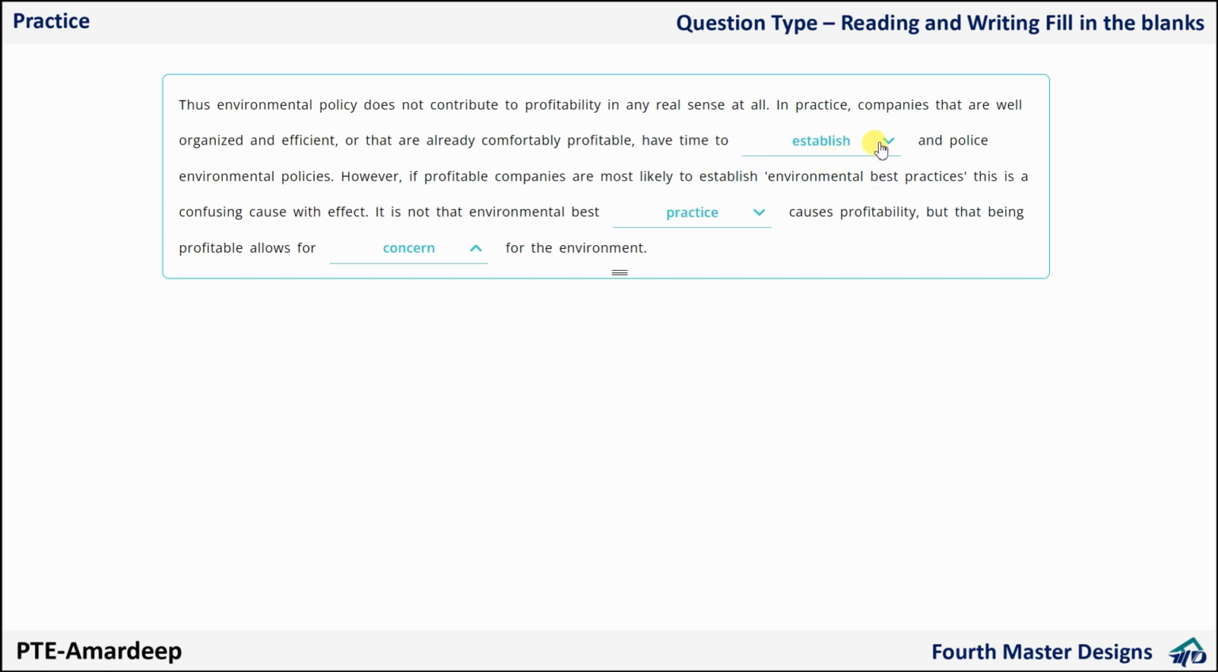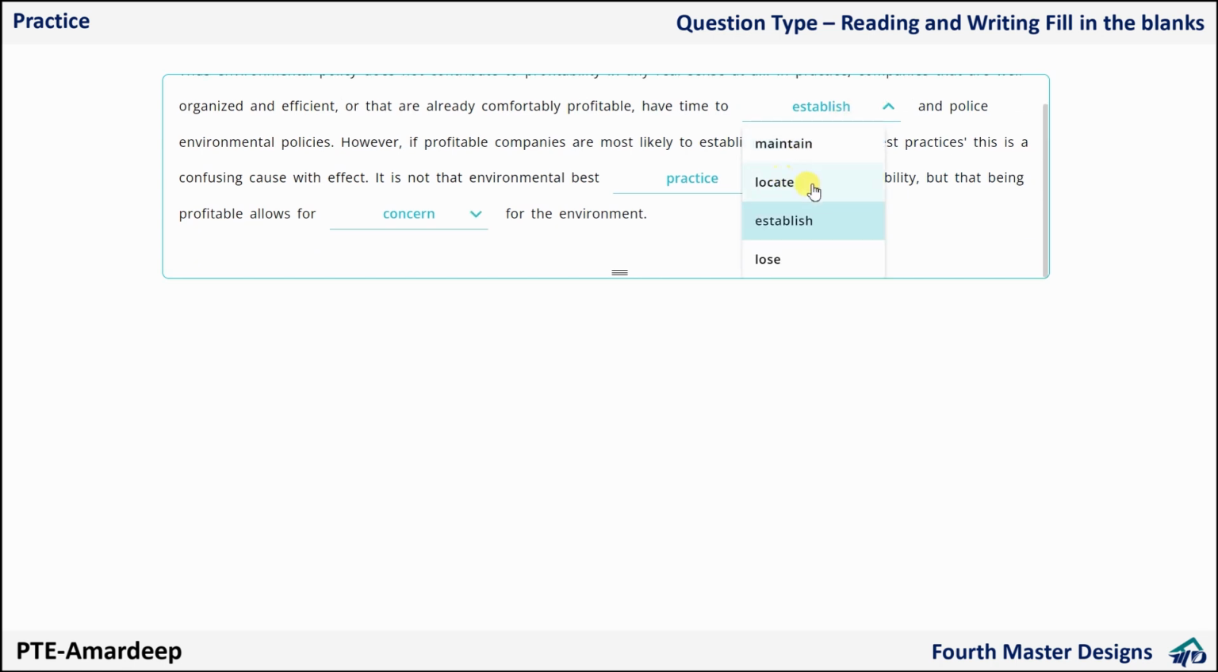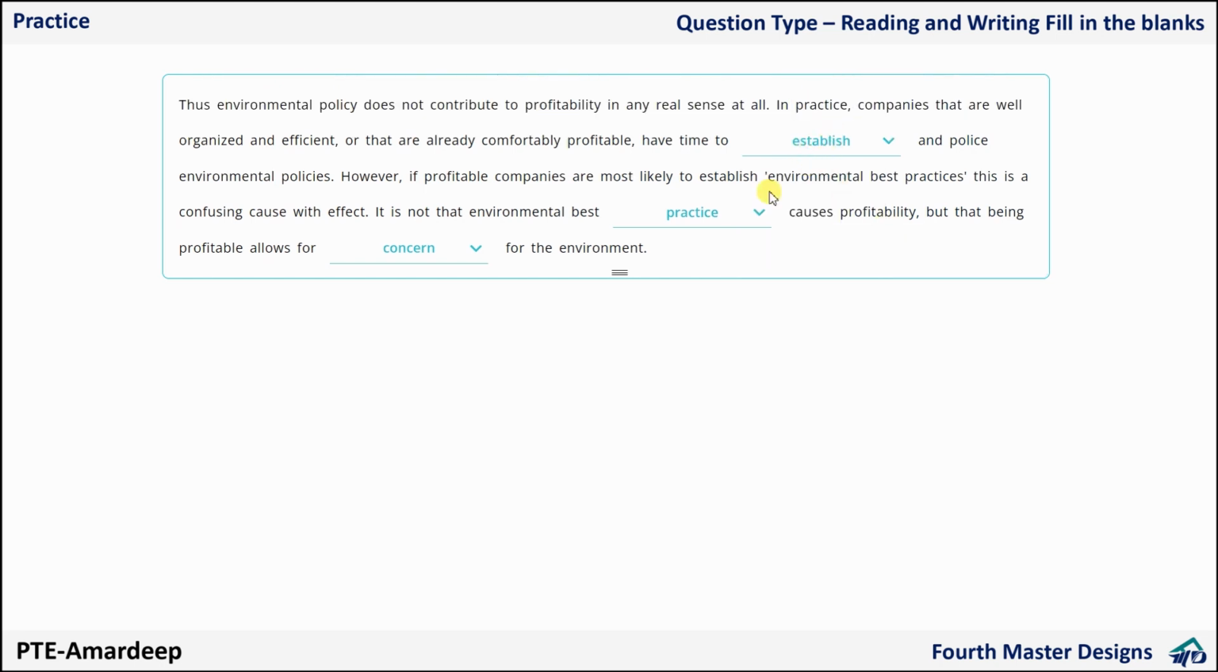They have time to dash. They have time to set. They have time to formulate. How many words are there? Maintain, locate, establish, lose. Maintain, they have to first draft. They have to first write something like that. So the only similar word is establish, which means to set, like to draft. So this is how I went for establish here. Then you have practice here and concern. So I hope you have got the idea. These were very easy. You may get a little bit more difficult ones in the exam.